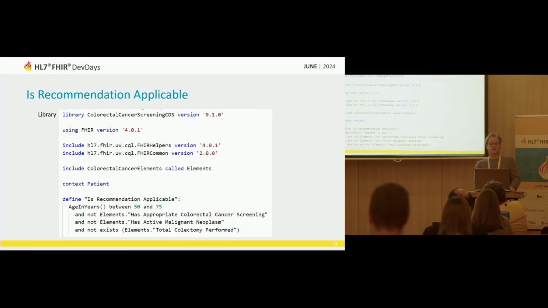So this is that library, colorectal cancer screening CDS. It says we're using FHIR version 4.0.1. From the using CQL IG, we're including FHIR helpers and FHIR common. We're including a colorectal cancer elements library. We'll dig into that a little bit. And then we're defining the is recommendation applicable. So this is the library that's actually being called from that plan definition.